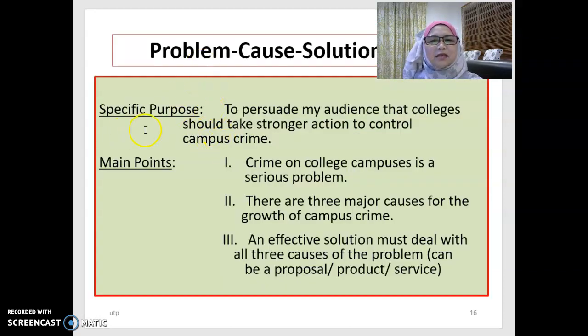Right, here there is a suggestion to persuade my audience that colleges should take stronger action to control campus crime. So here are the main points. Crime on college campuses is a serious problem. There are three major causes. So here are the causes for the growth of campus crime. You need to state the three major causes, and then come up with an effective solution which deals with the three causes of the problem. Okay, so we've covered two: problem solution, problem cause solution. So let's move on to the next one.